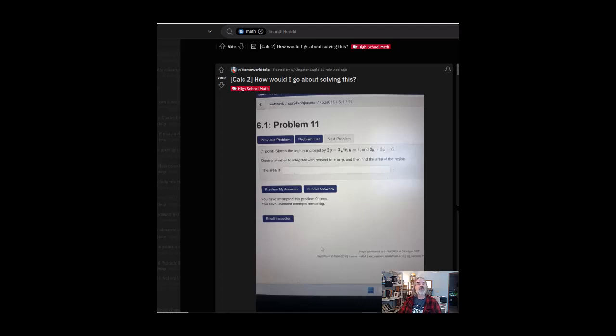So there I was browsing the math subreddits because I like to answer questions there when I can. Came across this one. I'm not sure if you can see it because it might be kind of tiny in my recording box, but it's about finding the area in a region trapped between a few functions. This is going to be a good old application of integration problem.